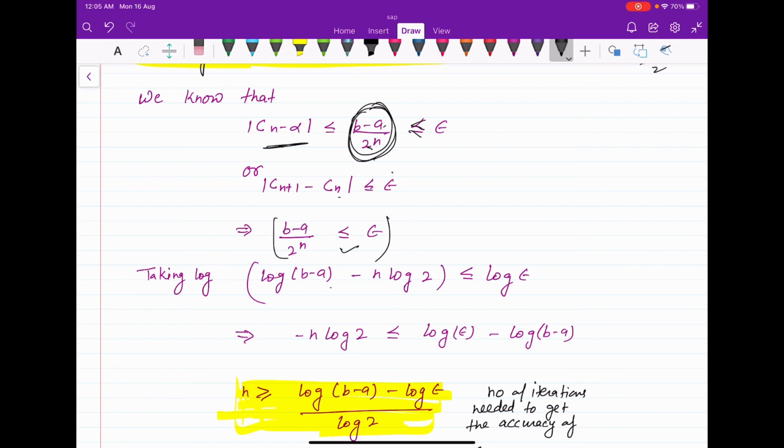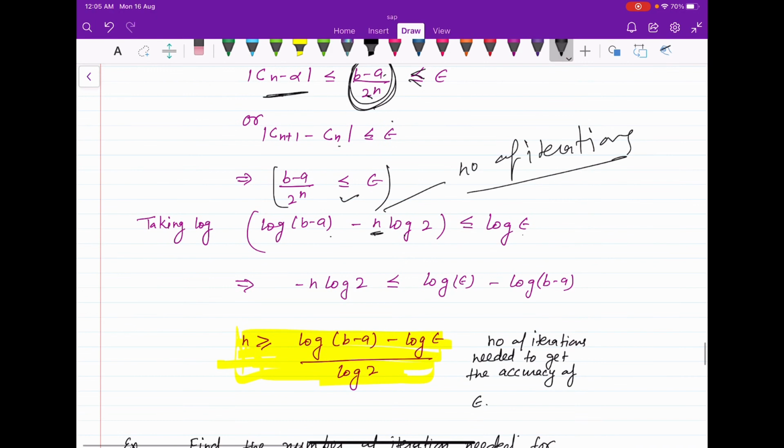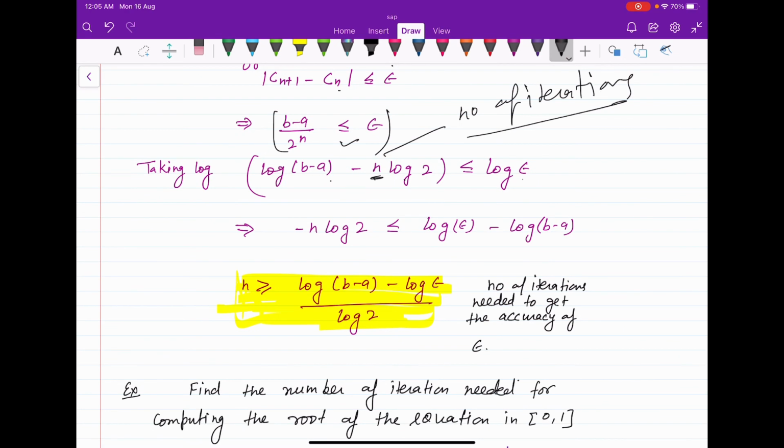n is the number of iterations. Taking log of these values and then computing the value of n, n is coming out to be greater than or equal to log(b minus a) minus log epsilon upon log 2. So from here we can compute how many iterations are required to get the accuracy of epsilon of the root.